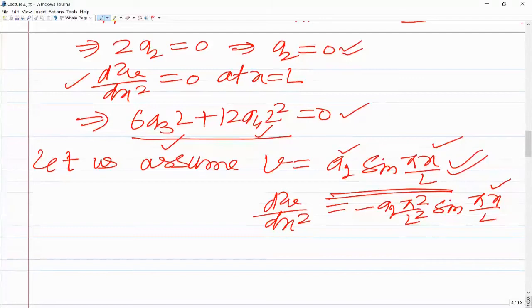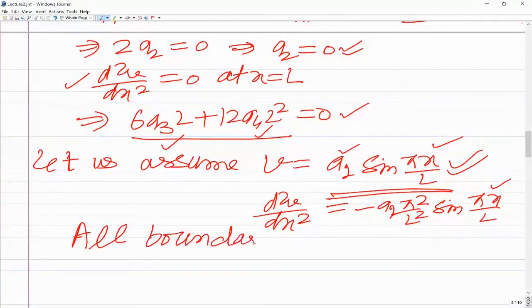So now we have finally the solution, which is in terms of the unknown constant a1, satisfying all the boundary conditions. So sometimes you can make a guess and assume an approximate solution which already satisfies the boundary conditions. If it doesn't, then of course you have to eliminate some of the constants by satisfying the boundary conditions. So in this case, you see that all boundary conditions are satisfied.